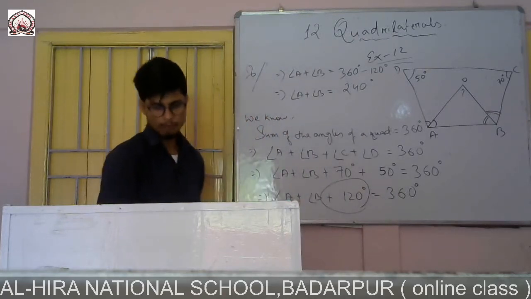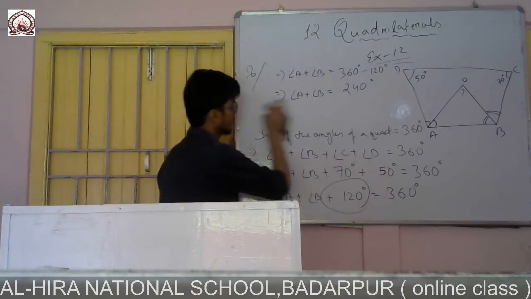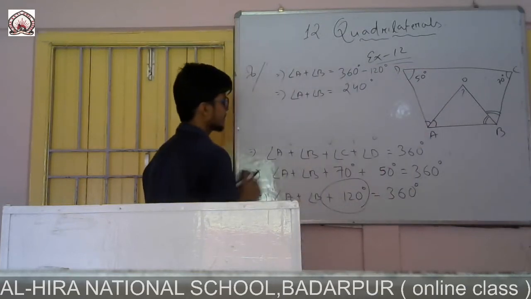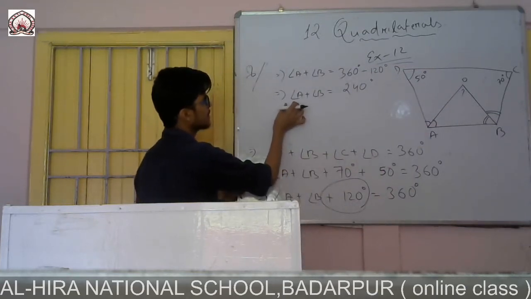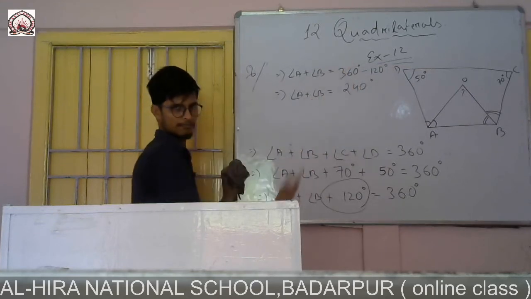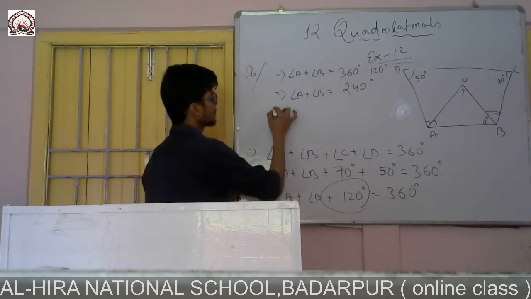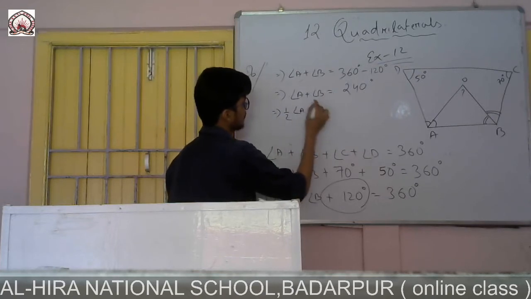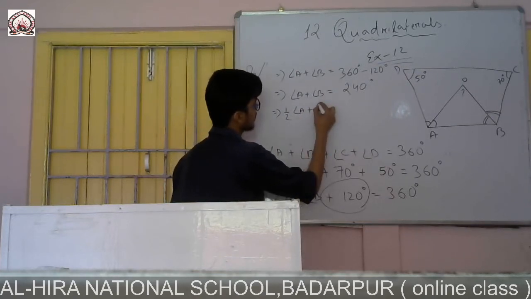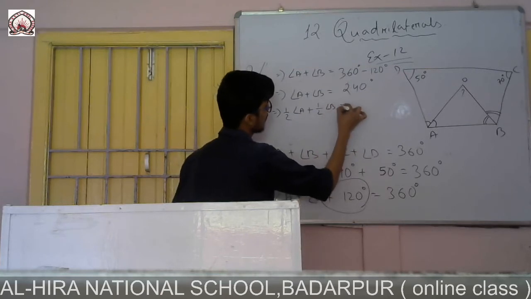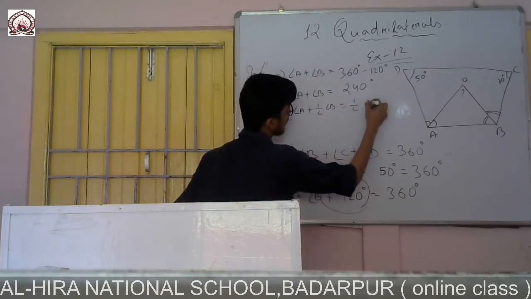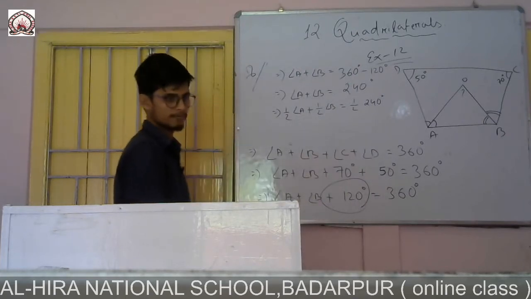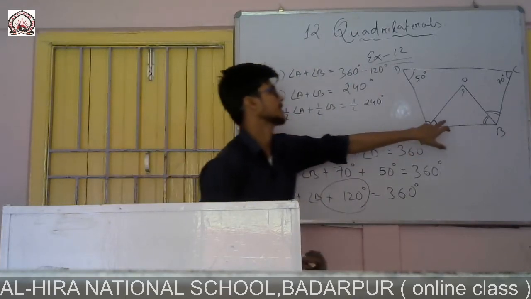So it is 240 degrees. But here we have to find the angle, this one. So one thing I can do, I can multiply all the terms with half, then it will be the same. So simply I am multiplying all with half. Half of angle A, then half of angle B equals half of 240 degrees. Everywhere I am multiplying it with half, just to find these bisected angles.